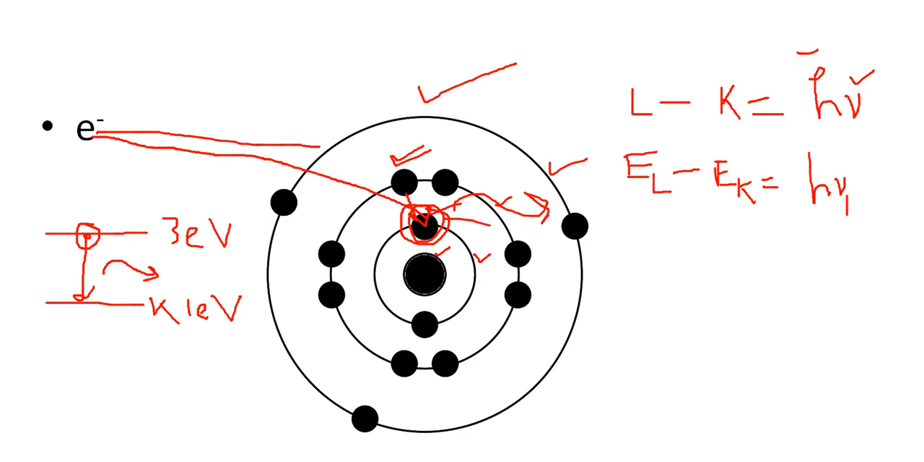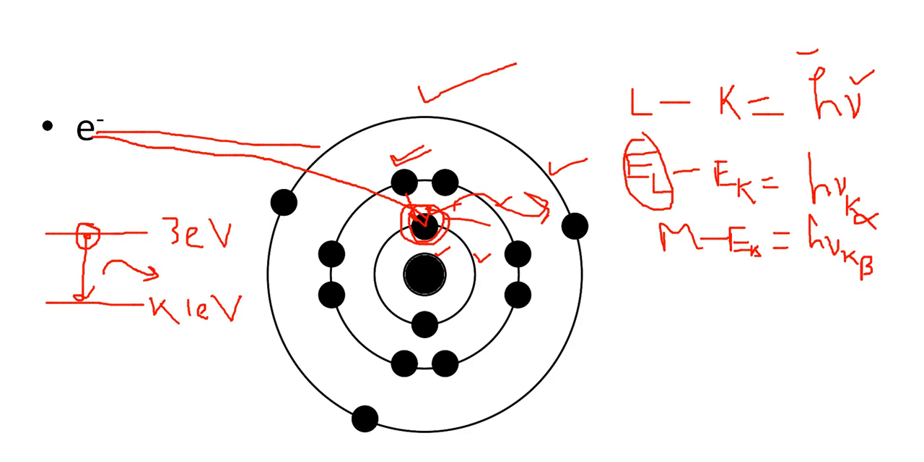Now I will write here h nu K because the vacancy in the K shell is filled, and I will write alpha also because the electron is coming from the L shell. If the electron comes from the M shell and fills the vacancy in the K shell, then it will be written as h nu K beta, and so on, K gamma.